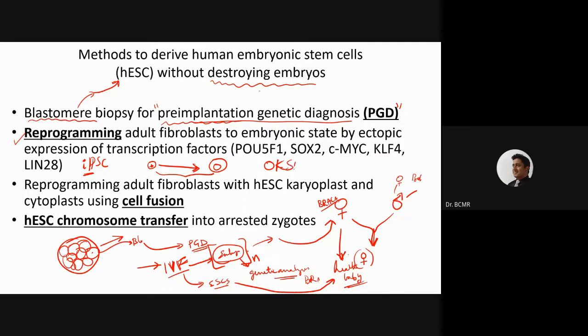Until then, remember OKSM: OCT4, KLF4, SOX2, and CMYC. These are transcription factors which, when overexpressed, make normal or differentiated cells become pluripotent, and those are called induced pluripotent stem cells. There are many other ways people think of, by reprogramming, to generate stem cells that are compatible with the patient. Basically, this is trying to address how to get embryonic stem cells without destroying embryos.